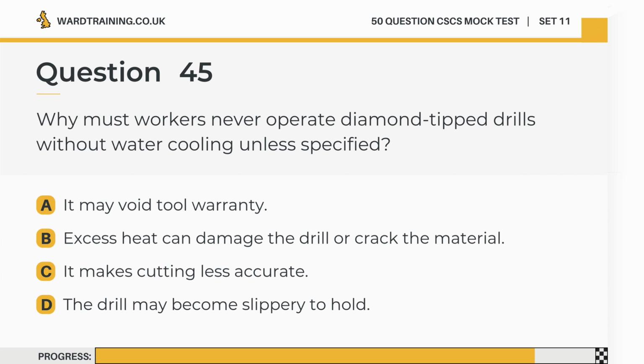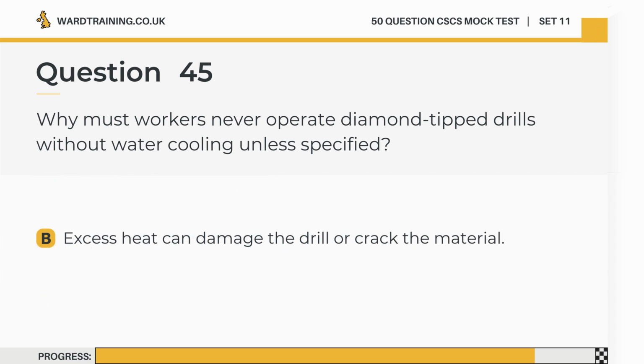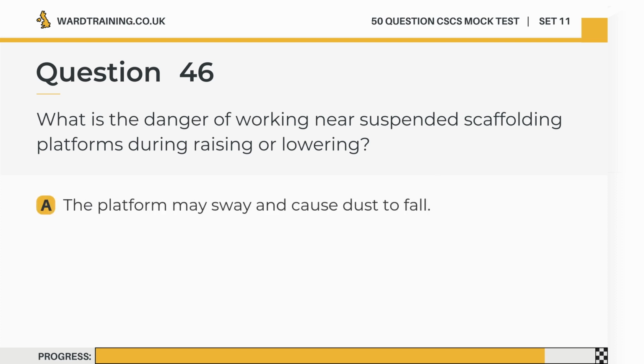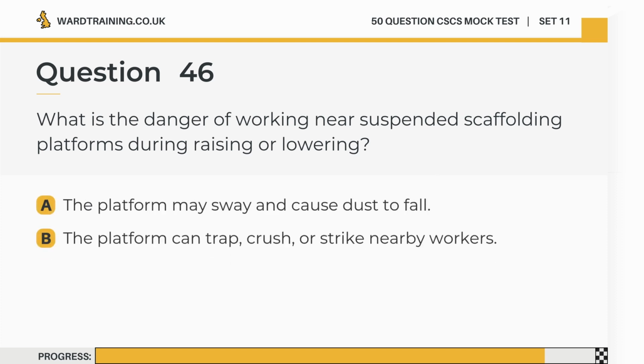The correct answer is B. Excess heat can damage the drill or crack the material. Question 46. What is the danger of working near suspended scaffolding platforms during raising or lowering? A. The platform may sway and cause dust to fall. B. The platform can trap, crush, or strike nearby workers.